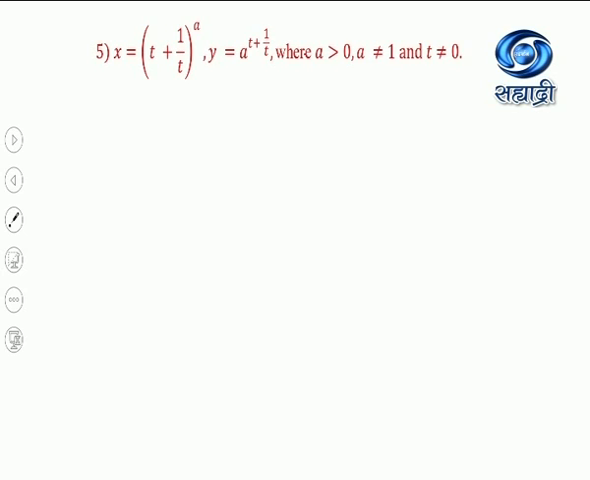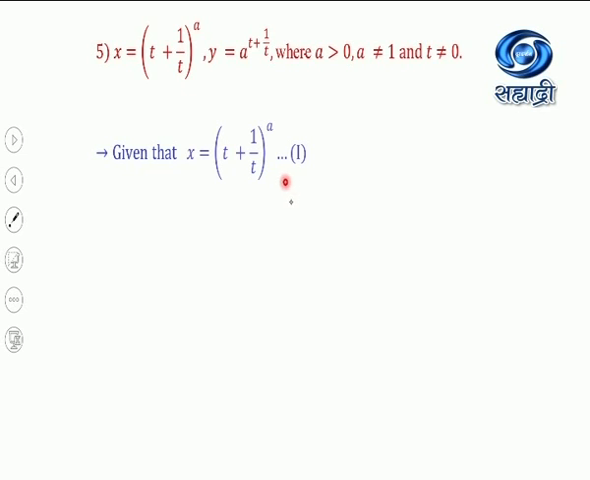Now we will continue with our next example, number 5. x equal to t plus 1 upon t, whole raised to a, y equal to a to the power t plus 1 upon t, where a is greater than 0, a not equal to 1 and t not equal to 0. These are the given conditions. And now we write the solution. Here we write first the given thing: x equal to t plus 1 upon t, raised to a.